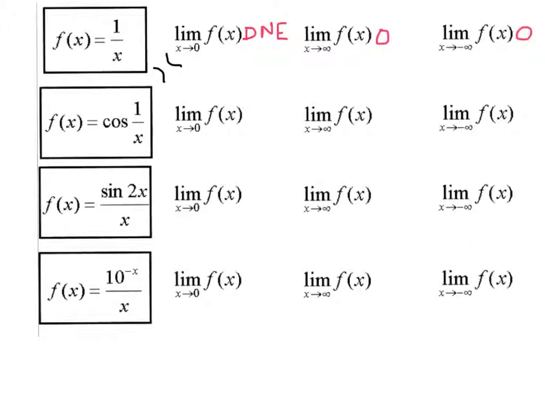The cosine of 1 over x is worth graphing. We did that in class. It goes along like this and then oscillates and then goes back off. It's an oscillating function at 0, and therefore the limit does not exist.